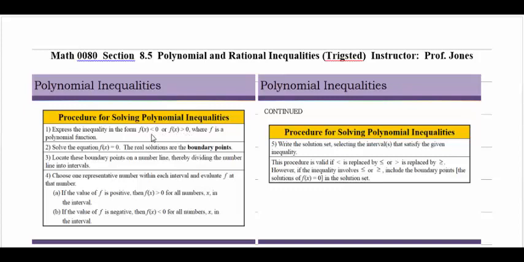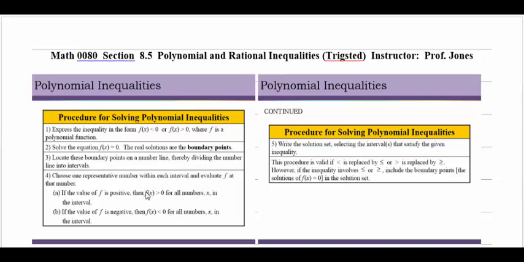And you also could have f of x less than or equal to 0 as well as f of x greater than or equal to 0. And f is a polynomial function. So to find the boundary points, you solve the equation f of x equals 0. We locate these boundary points on a number line and use them to divide the number line into intervals.